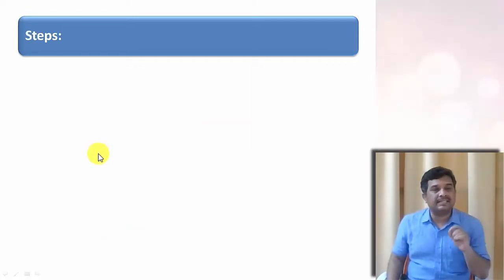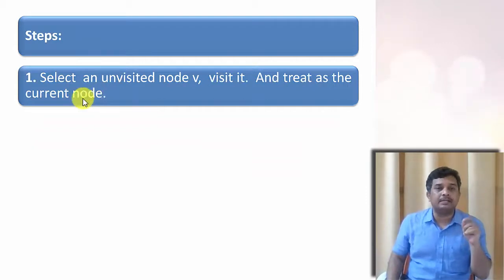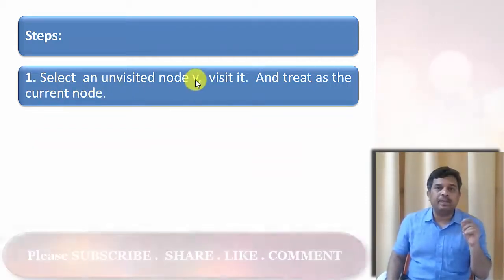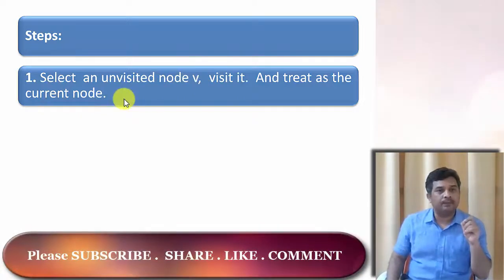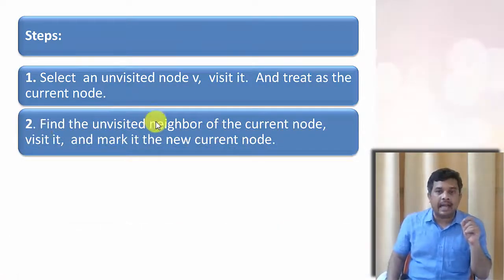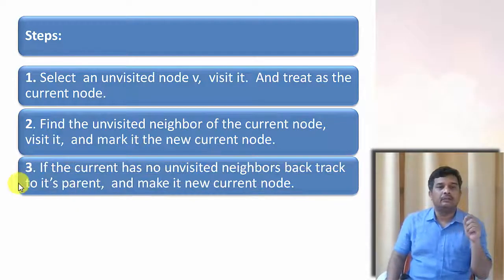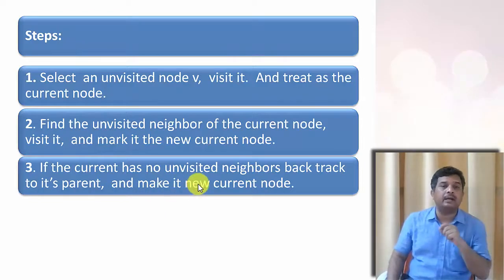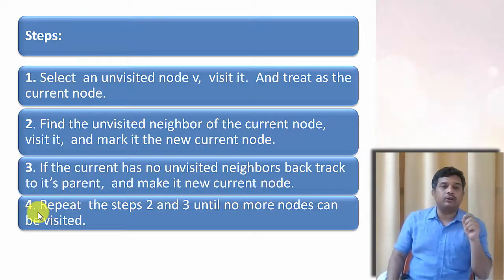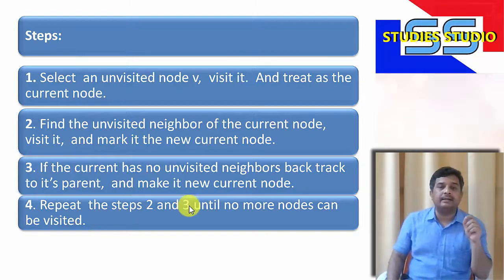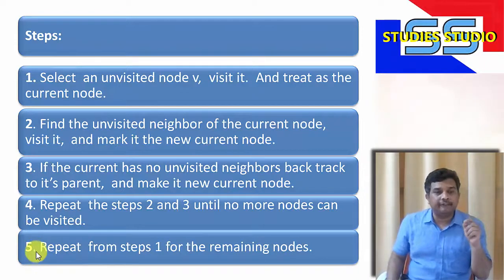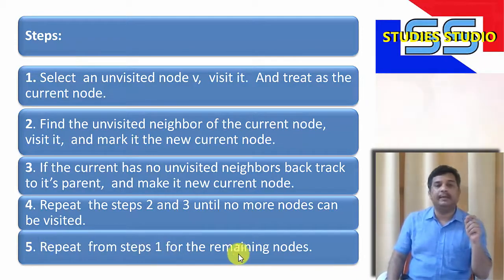Let us see what steps we are going to follow. The first step is select an unvisited node V, visit it and treat it as the current node. Second, find an unvisited neighbor of the current node, visit it and mark it as the new current node. If the current node has no unvisited neighbors, backtrack, go to its parent and mark it as the new current node. In the fourth step, we repeat the second and third steps until no more nodes are left unvisited. And in the fifth step, repeat step 1 for the remaining nodes.